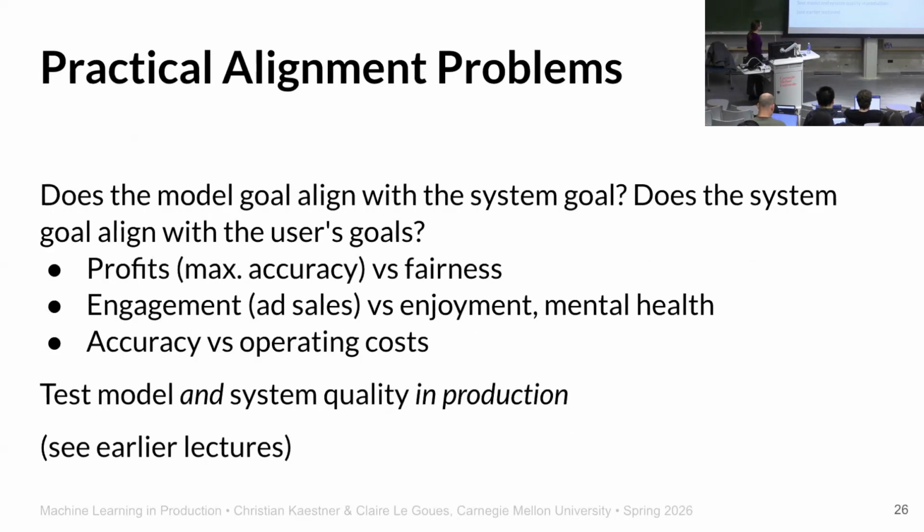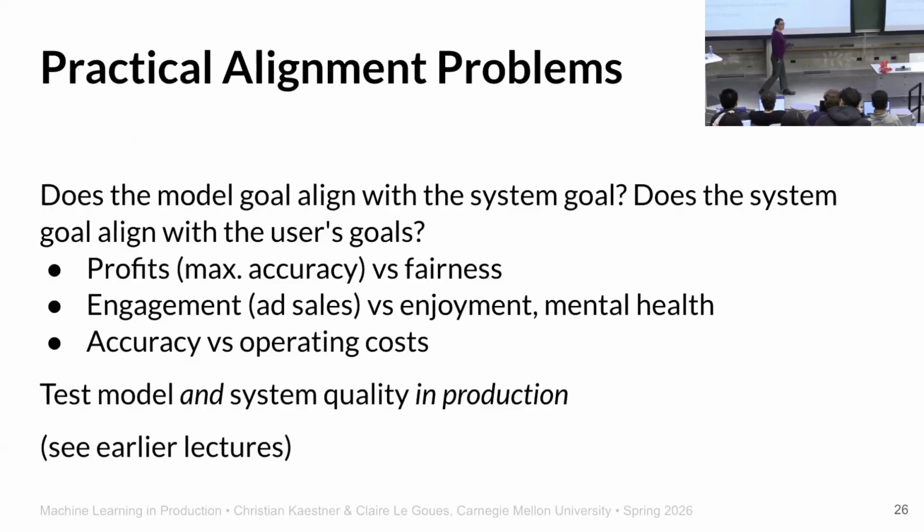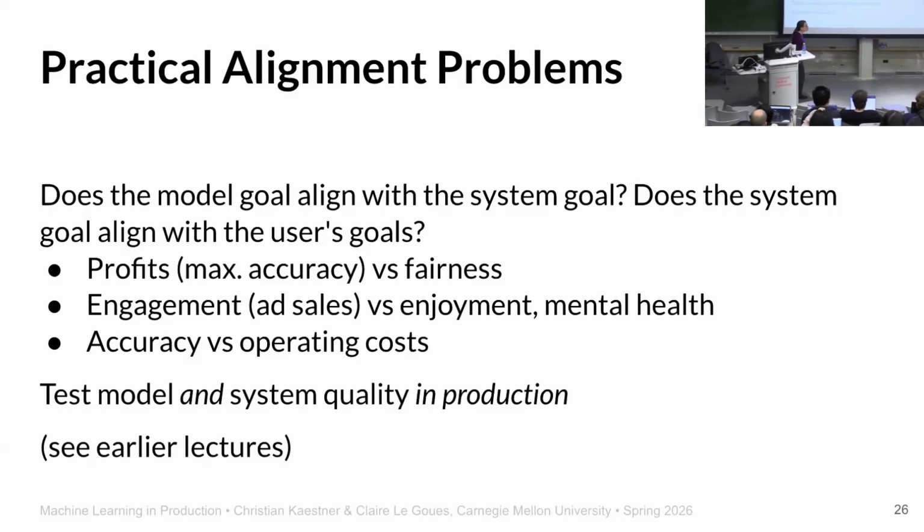Practically, what this looks like is asking whether the model goal actually aligns with the system goal, and whether the system goal aligns with the user's goals, and navigating conflicts between those goals, right? These are all ideas we've talked about this whole time. So you should know things about it.